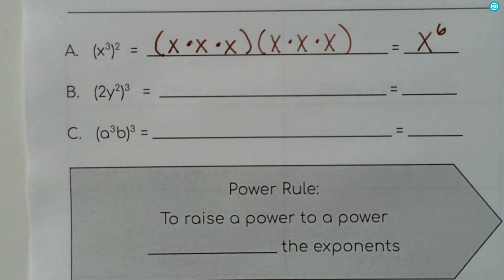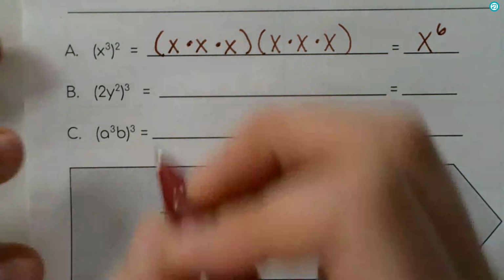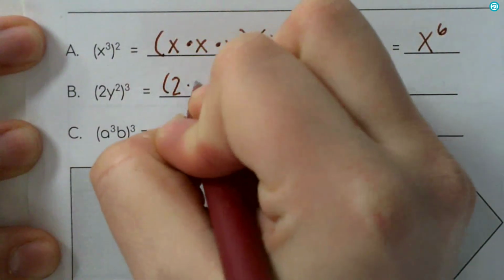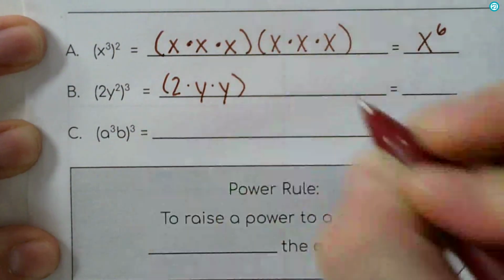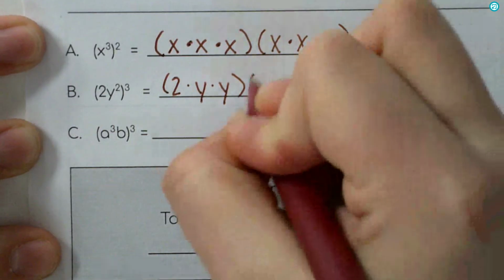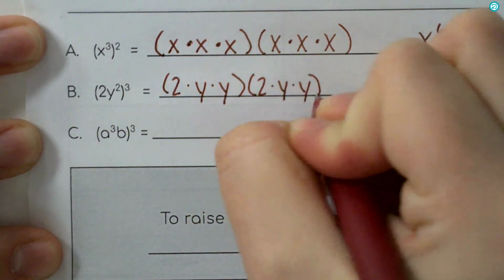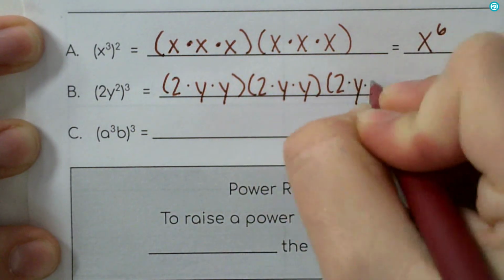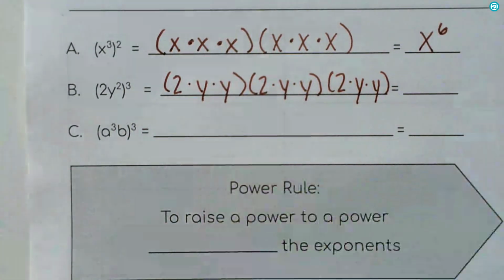Okay, next one. We've got 2y squared to the third. So each 2y squared means 2 times y, and then we're going to have 3 of them. 2 times y, 2 times y. Any questions about expanding that?